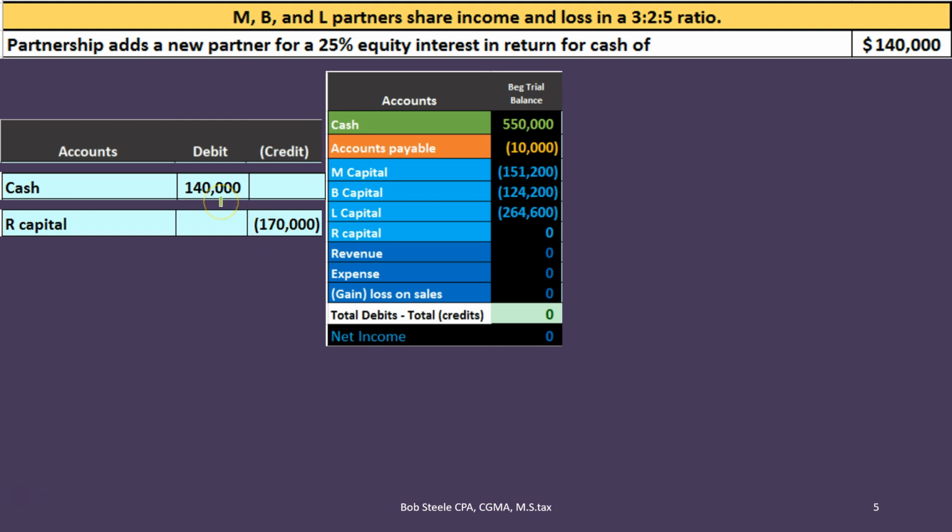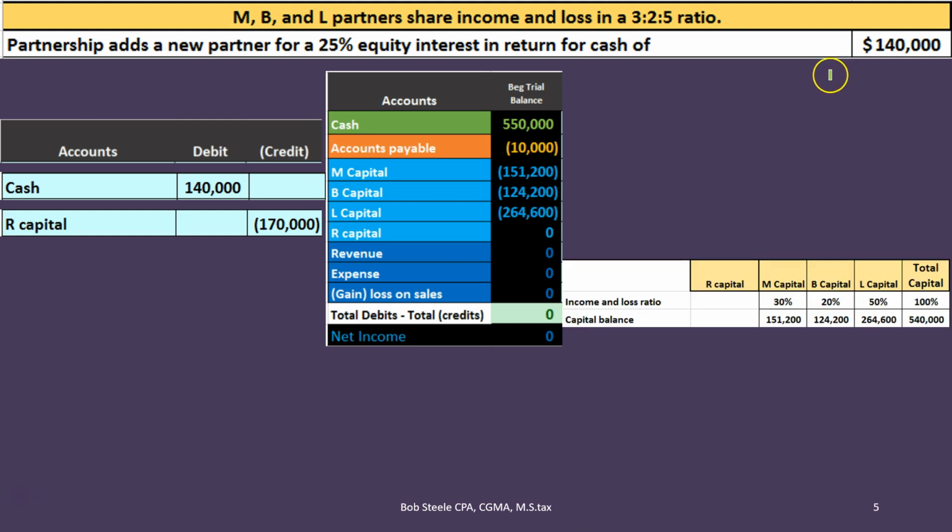Why, if they gave $140,000, might we credit $170,000? Well, the new partner is not going to be on the books exactly for what was given. We agreed that we were going to give a 25% interest of the partnership for cash of $140,000. So we need to define what 25% of the partnership is. The way we do that is we take the book value of the partnership, which is the assets minus the liabilities, which of course also equals the capital accounts. So assets minus liabilities, $550,000 minus the $10,000, $540,000 equals the equity account.